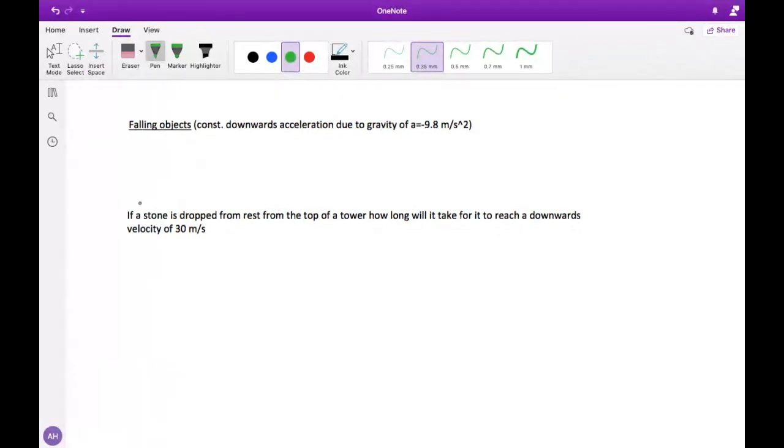So basically what we're saying is, let's say this is the ground, and you have an object here, it's falling. Gravity is going to be accelerating this object downwards at a rate of negative 9.8 meters per second squared. Notice here that the acceleration is indeed negative because it's going downwards. This is basically the case for any object that's in free fall.